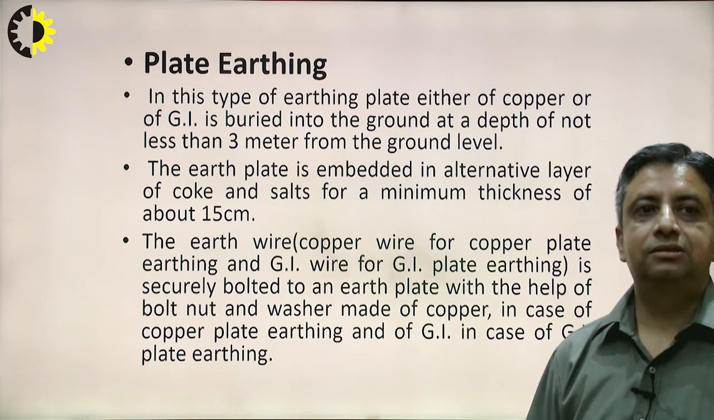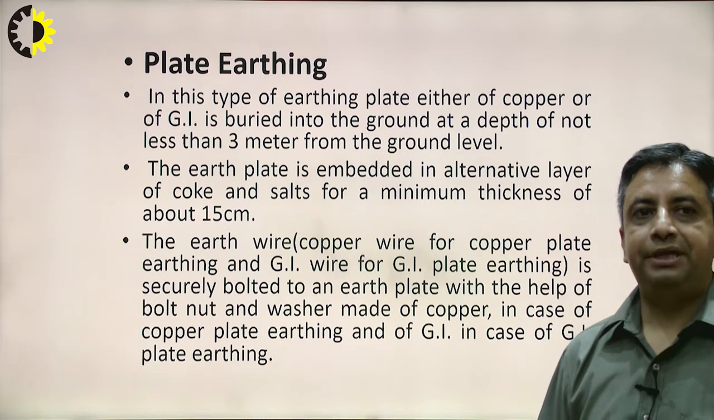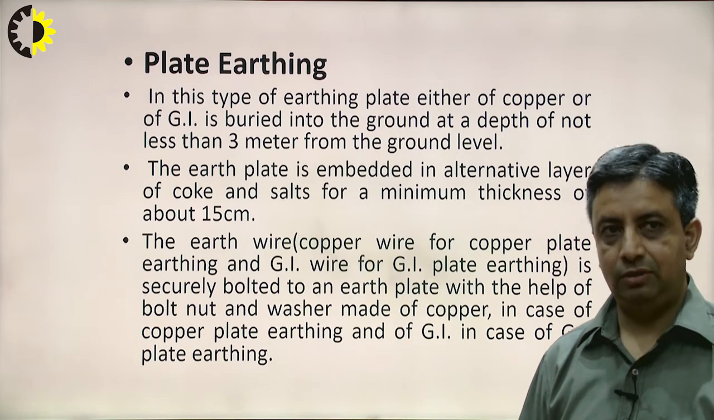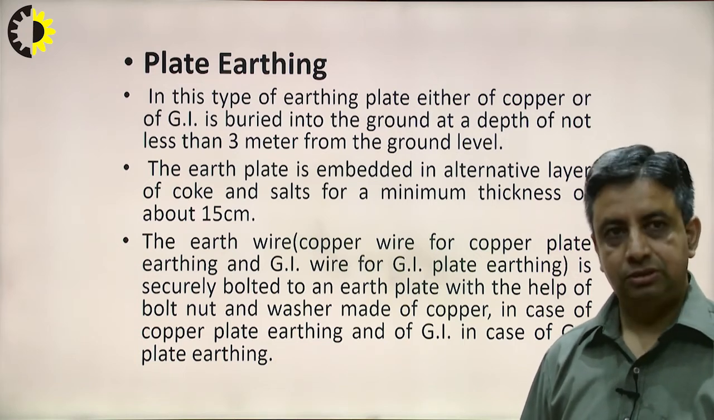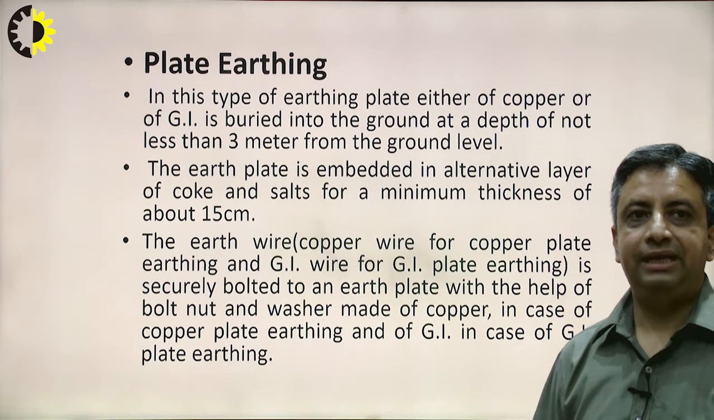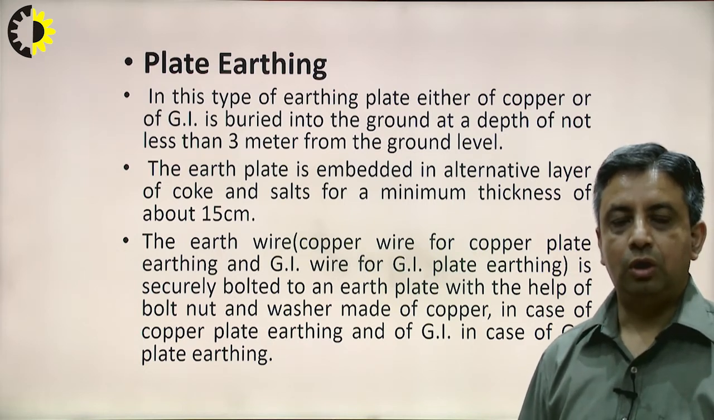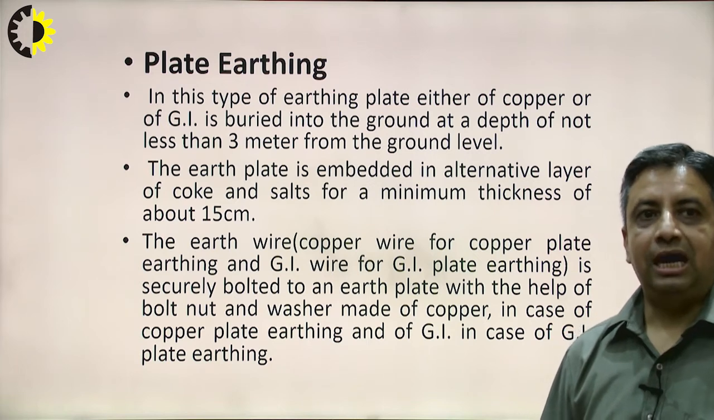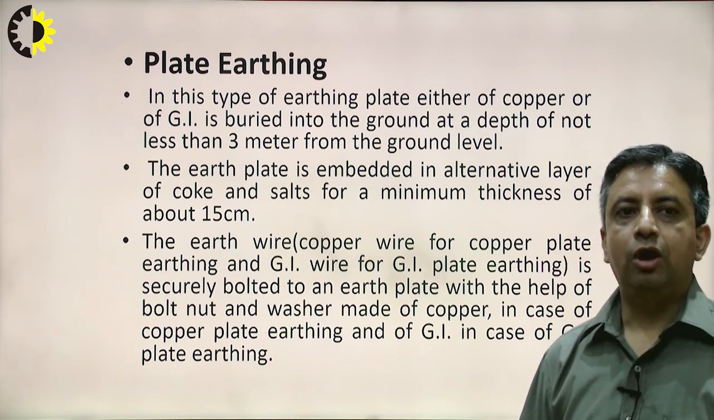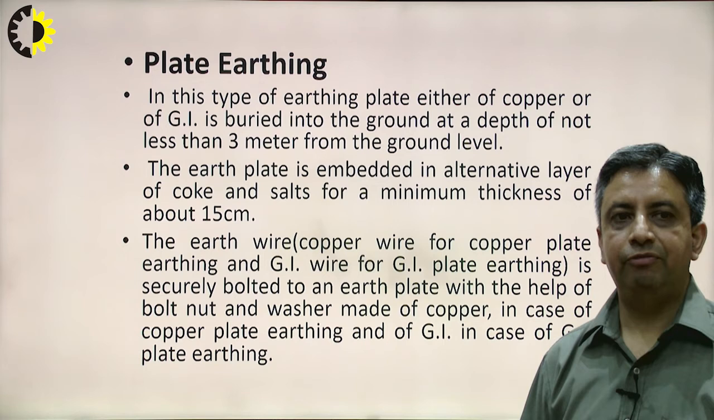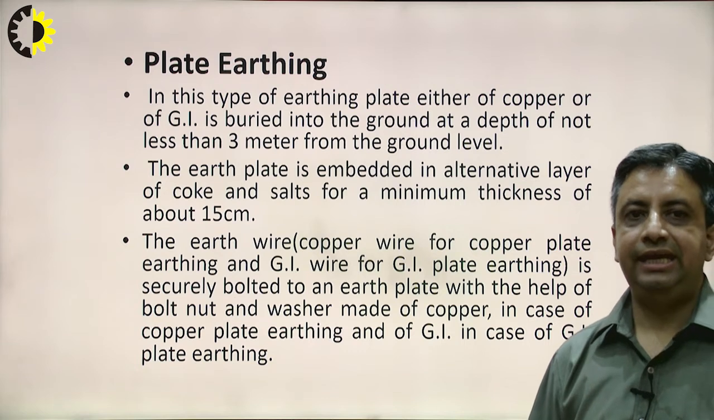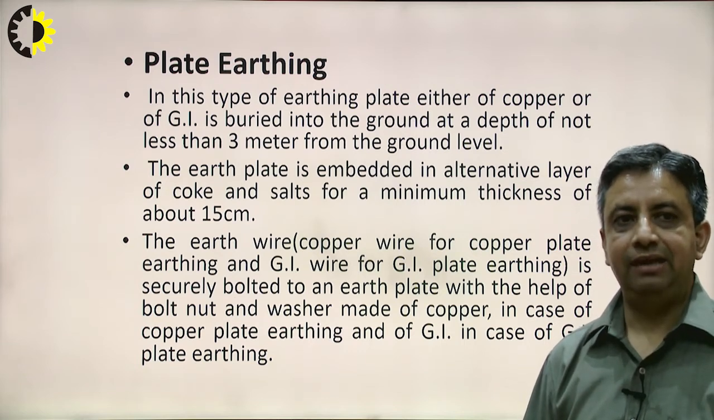So basically this charcoal and salt has a property to retain moisture over a long period of time. Generally, that's why we go for this coal, charcoal and salt mixture. So the plate is embedded in this coal, salt and charcoal mixture. The earth wire, which may be a copper wire or GI wire, is securely bolted to the earth plate with the help of bolt, nut and washer made of copper in case of copper plate earthing, and GI in case of GI, that is galvanized iron plate earthing.